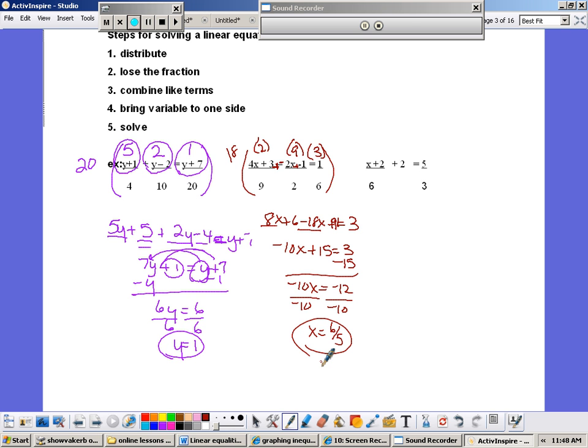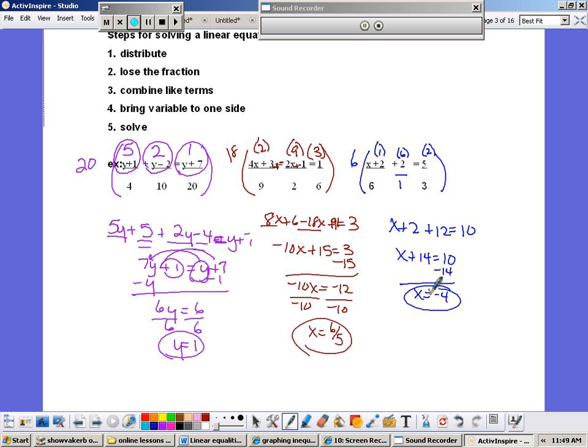For the next one, it looks like one of them doesn't have a denominator, but it does. I can put a 1 under it. Common denominator of 6, 1, and 3 is 6. 6 goes into 6 one time, 1 goes into 6 6 times, 3 goes into 6 2 times. So I get x plus 2 plus 12 equals 10 when I multiply it out. So x plus 14 equals 10. Subtract 14, x is negative 4. So that's how you lose a fraction.